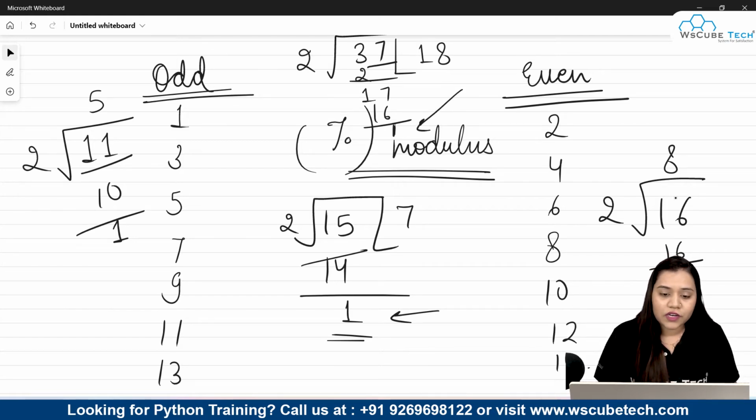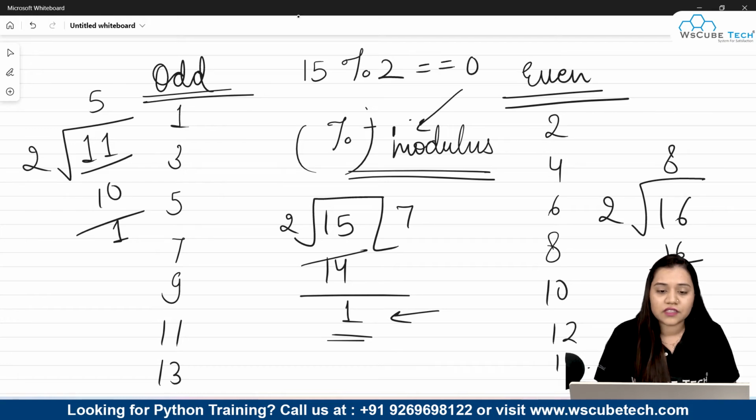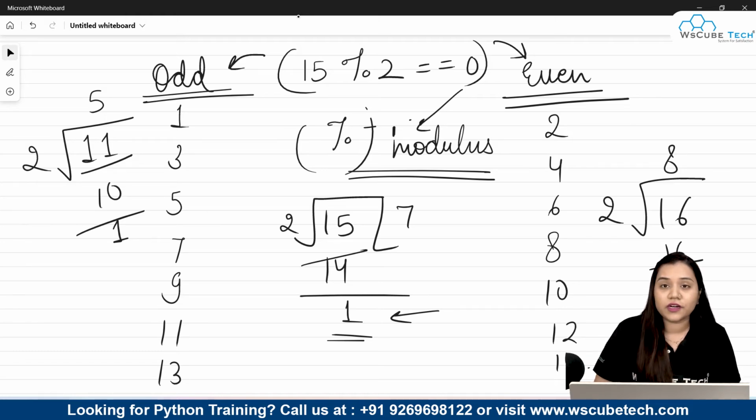So we will use this simple logic: if any number when divided by 2 gives the remainder 0, it's an even number. If it does not, then it is an odd number. So this same logic we are going to put inside our program. Let's write the program now.